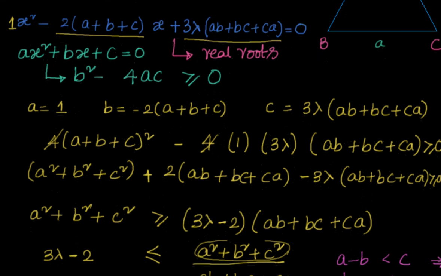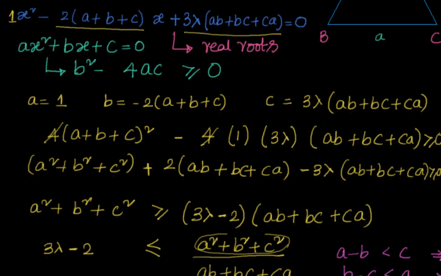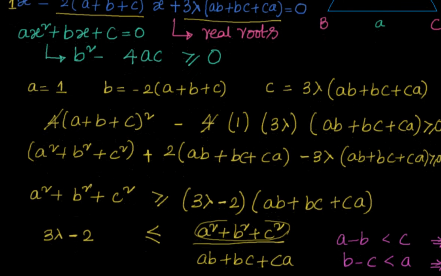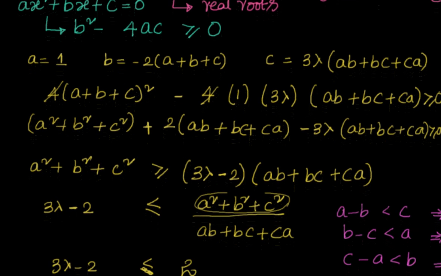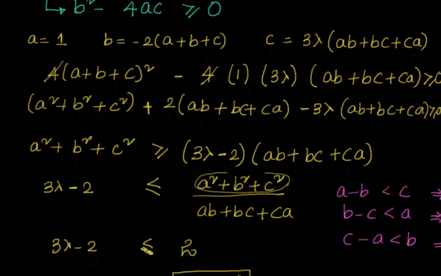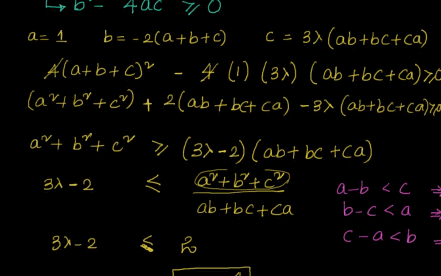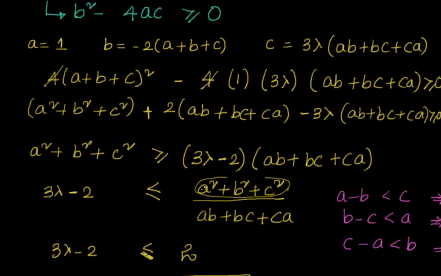So we have taken the quadratic equation ax square plus bx plus c. We found out the values of a, b, c. Then we found out the discriminant. Discriminant should be greater than or equal to 0. We simplified that. We got 3 lambda minus 2 less than or equal to a square plus b square plus c square by ab plus bc plus ca. Now we have to get a value attached to this, that means an integer which is greater than this.